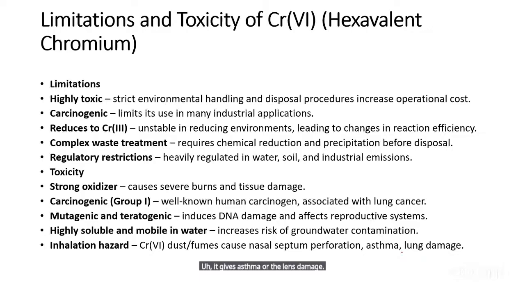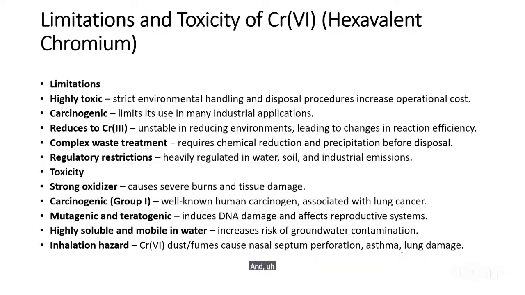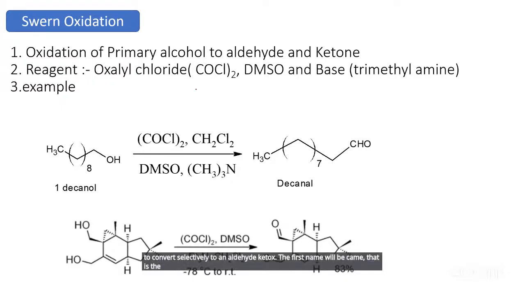This is the classical review of the chromium and manganese reagents. Now we look at some oxidizing reagents which are used majorly by researchers to convert alcohols selectively to aldehydes and ketones. The first name that comes is the Swern oxidation.